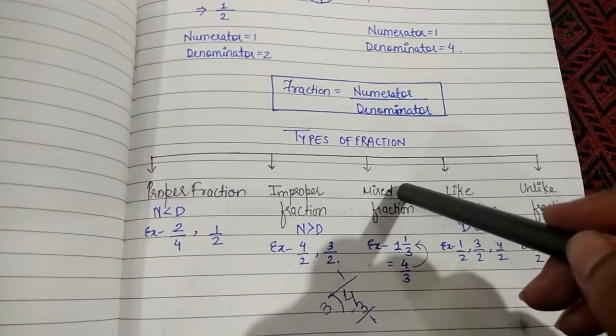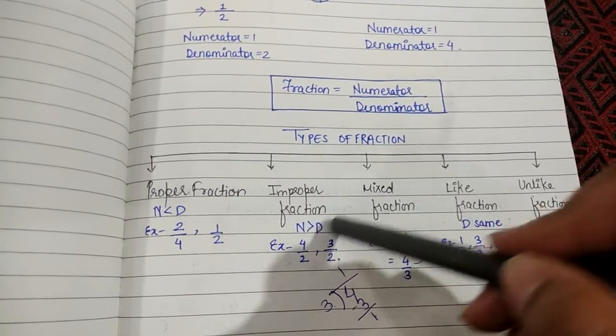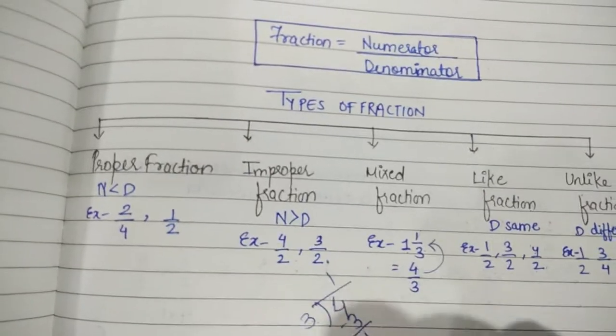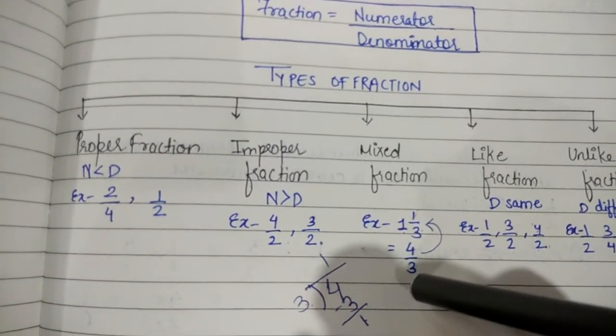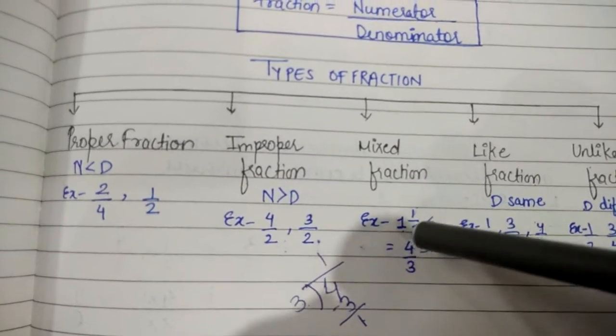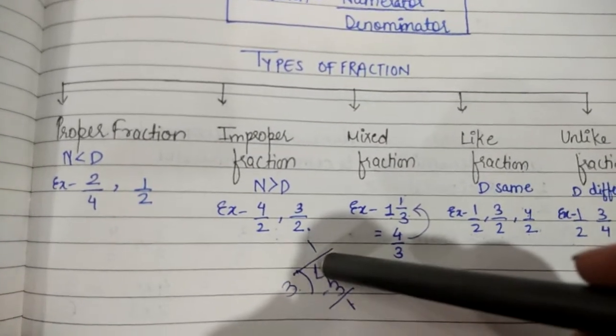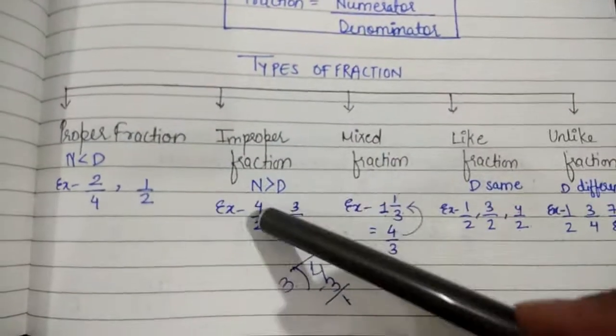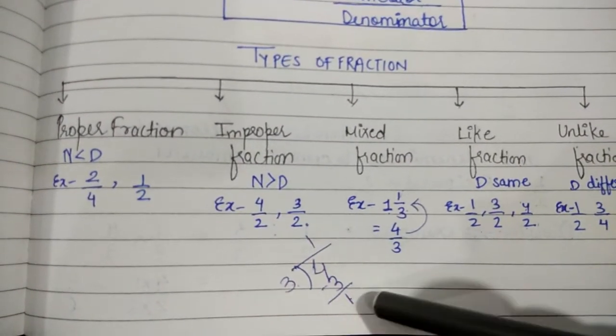Then we have mixed fraction. We can write any improper fraction in the form of a mixed fraction, right? So to write any improper fraction in the form of a mixed fraction, what I need to do is I just need to divide the fraction. Like I have 4 by 3 here. When I divide 4 by 3, I am getting the result as 3 ones are 3 and I am getting the remainder to be 1.